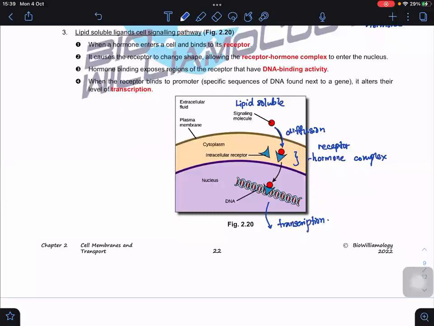For PKA, it binds to other proteins to form a complex. But in this case, you do not need to go through PKA. The hormone or lipid-soluble signaling molecule directly binds to the receptor to form a complex, which can result in transcription, allowing us to have the mRNA. This mRNA will be translated to form polypeptides. Are you clear? Okay.